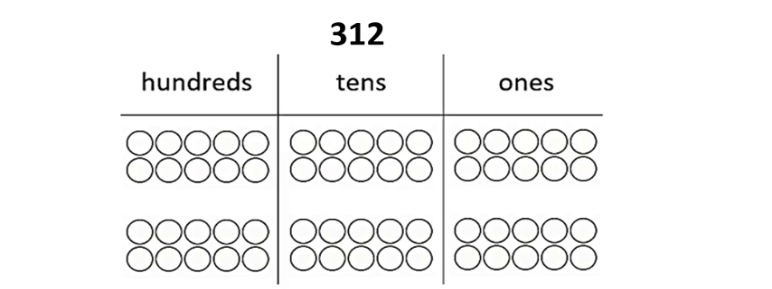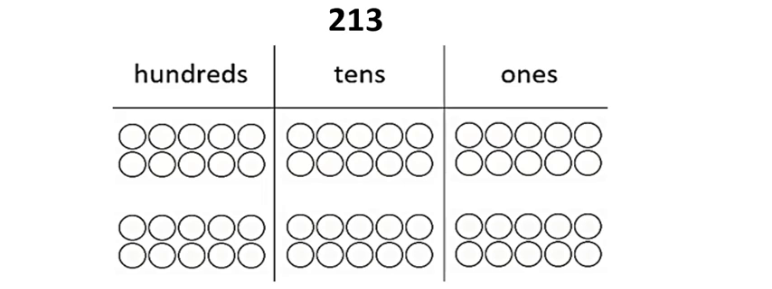I'm going to do the same thing for the number 312. 312 has 2 ones, 1 ten, and 3 hundreds. And the third number I'm going to use for my comparison is the number 213. 213 has 3 ones, 1 ten, and 2 hundreds.